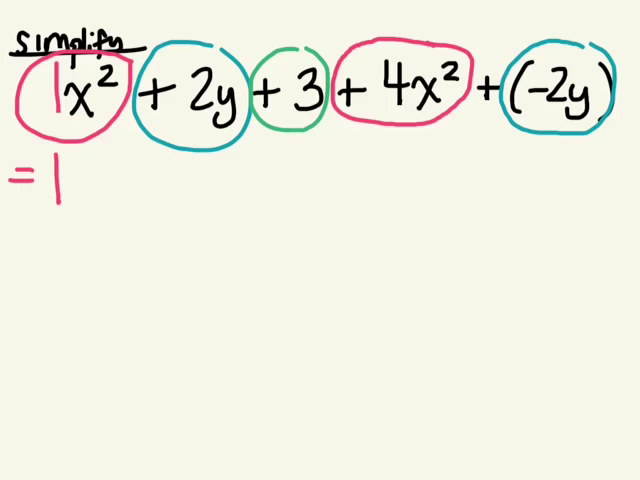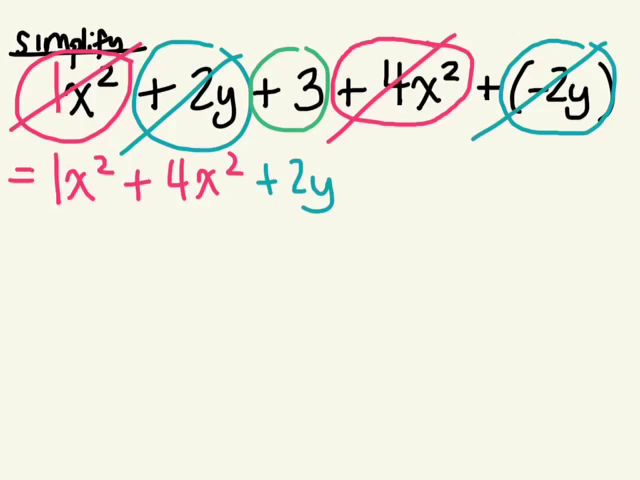So we have 1x squared. Okay, so I've used that one just to make sure that I'm writing every term and not getting rid of some. I have a positive 4x squared. I know I can add those together because they're like terms. Then I have a positive 2y, a negative 2y, and then we have our positive 3. Okay, so I've rewritten all the terms just in a different order, just so that I can put all the like terms together. Now we can just simplify this.